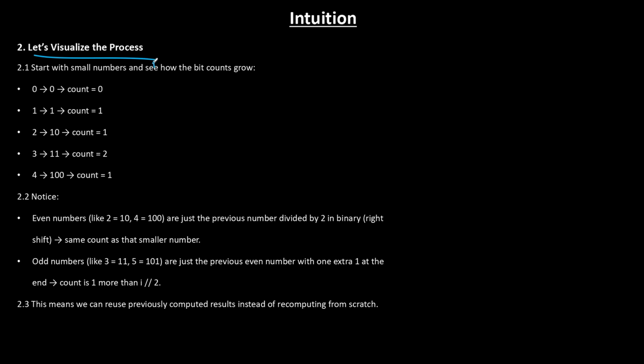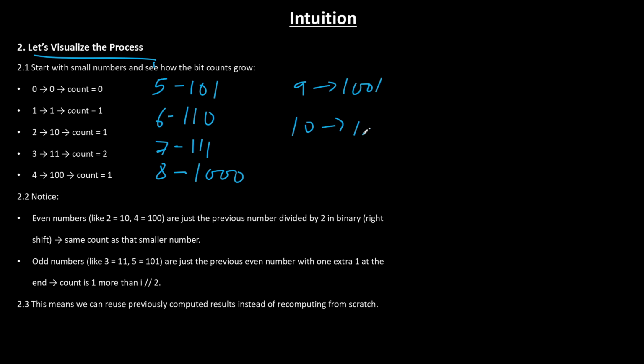I will bring down some of the numbers here. Till here I've written till 4. Let me write a few more. Suppose 5. 5 is 101. 6 is 110. 7 is 111. 8 is represented as 1000, 9 as 1001, and 10 is represented as 1010.